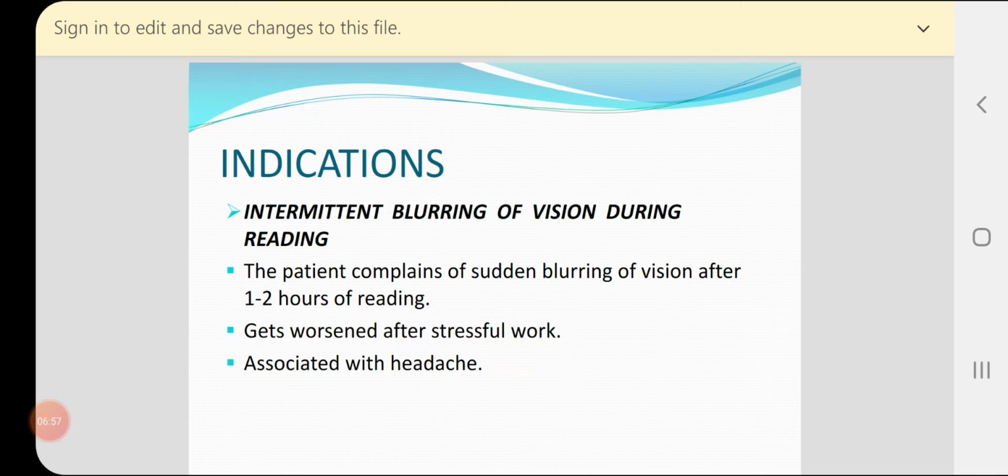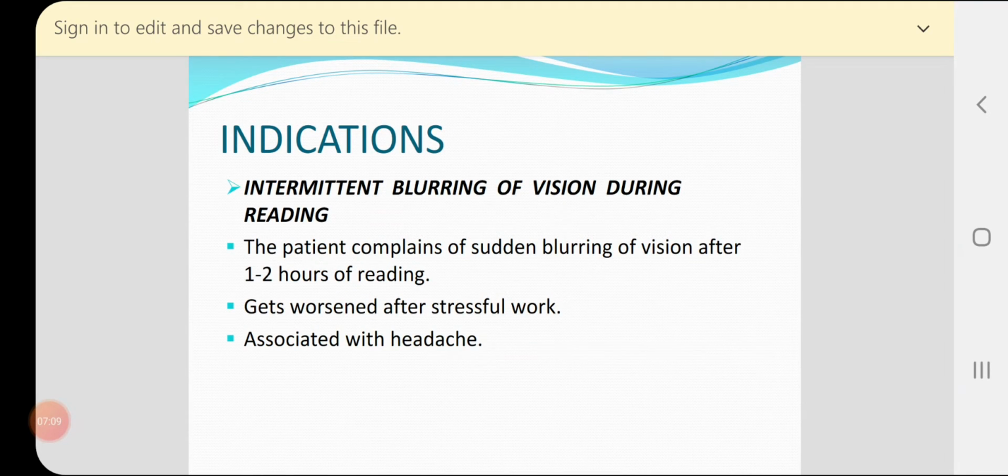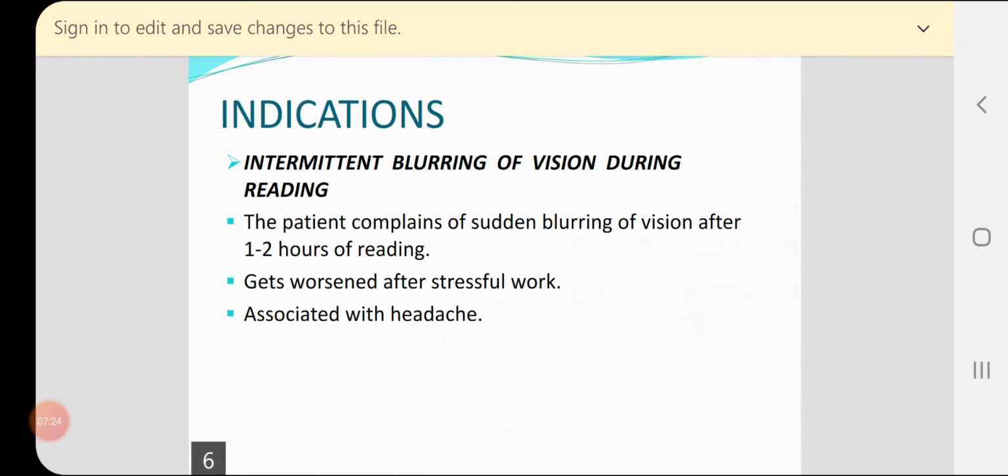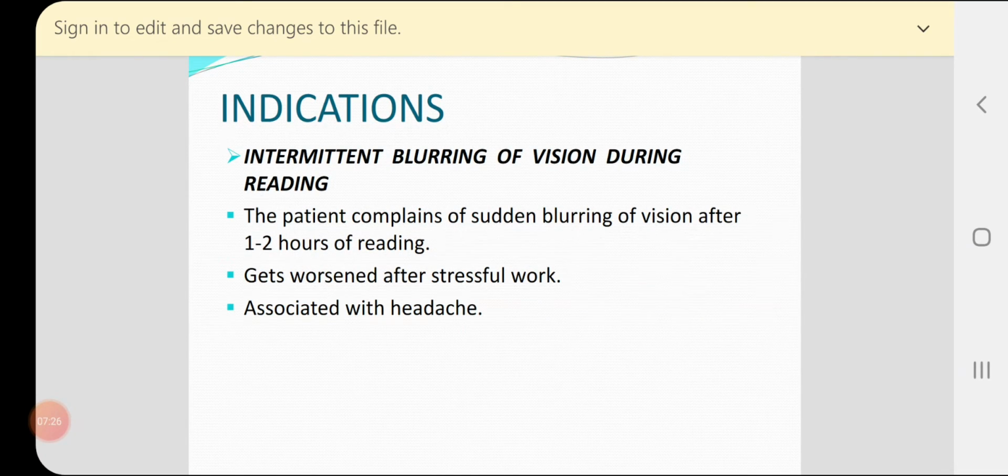Some children complain that when I am reading, after some time I lose interest in reading. Okay, why? Because the letters become blurred, and sometimes after that the letters become double. We have watering of eyes. I cannot concentrate on my studies. Now the parents may scold the child: what are you telling? You don't have any intention to read. That's the reason you are complaining. But we have to make the patient's parents understand that definitely your child might be having a problem. Let us evaluate him.